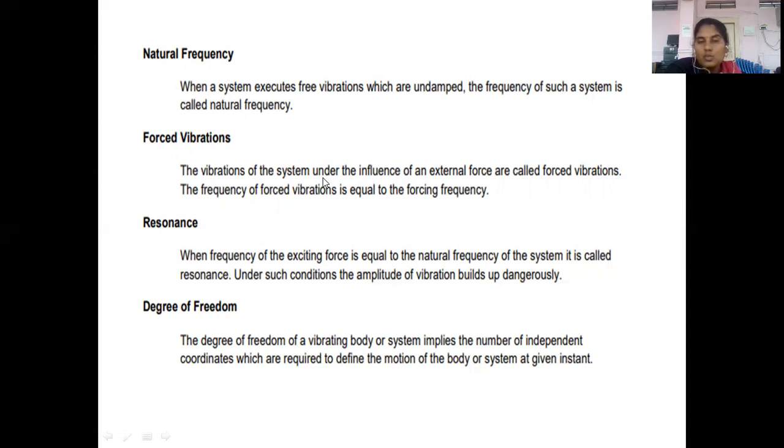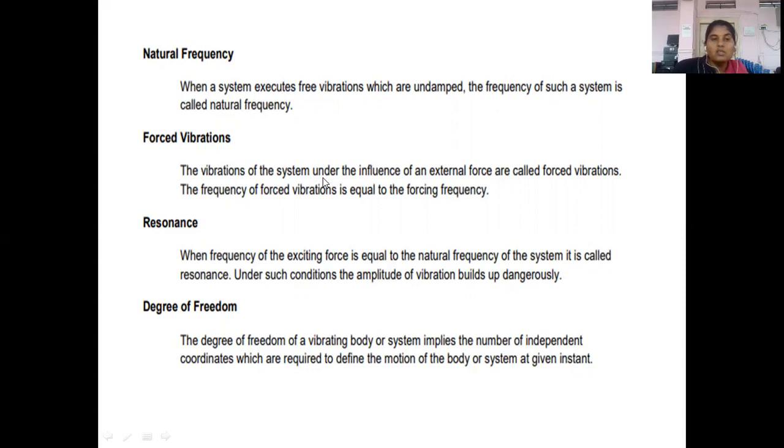Means any system which executes free vibrations which are undamped, the frequency of that system is called the natural frequency. बघा, the first point is the system executes free vibration, and the second is that it is undamped. In this situation, the frequency of such a system is known as the natural frequency. So such a system executes free vibration, and it has the natural frequency.